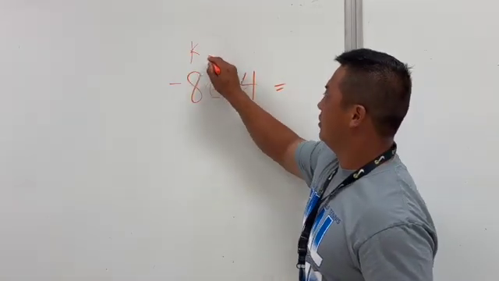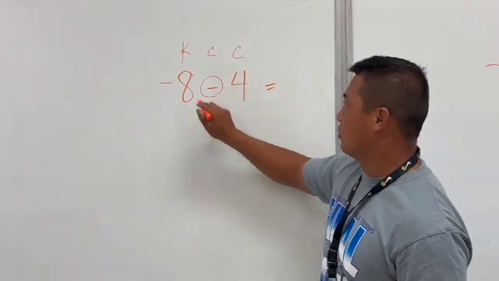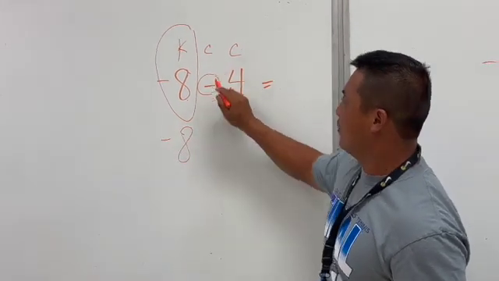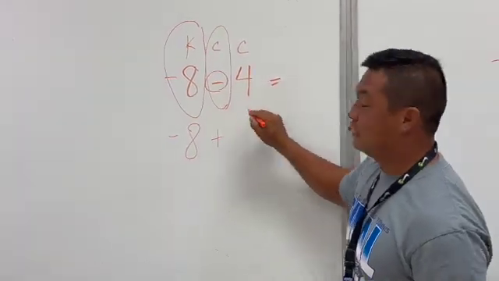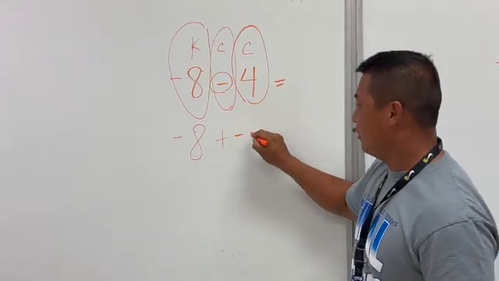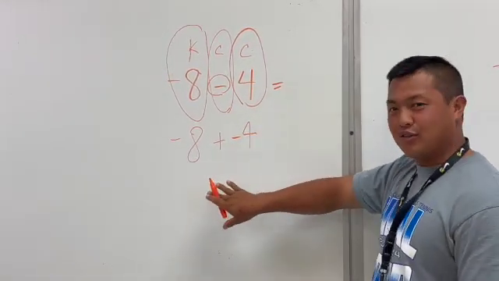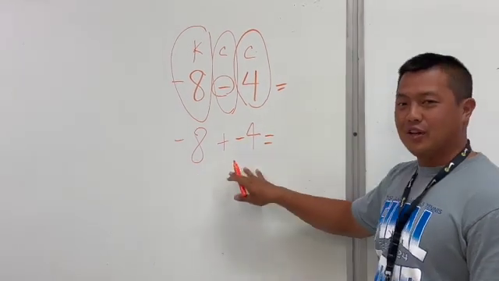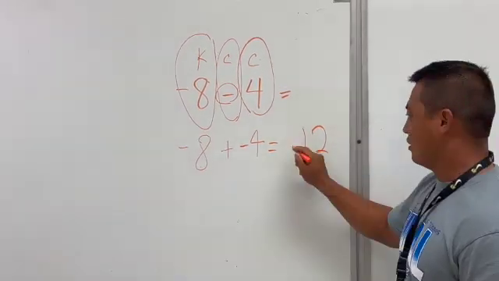We can do keep, change, change. So for each part of this, I'm going to follow the rule and say, okay, I'm going to keep this first value as -8. I'm going to change the subtraction to addition, and then change 4 to its additive inverse of -4. Now I can use my integer addition rules. Are these two the same sign or different? Because they're the same, we can add these two together, get 8 plus 4, which gives us 12, and we keep our negative sign.